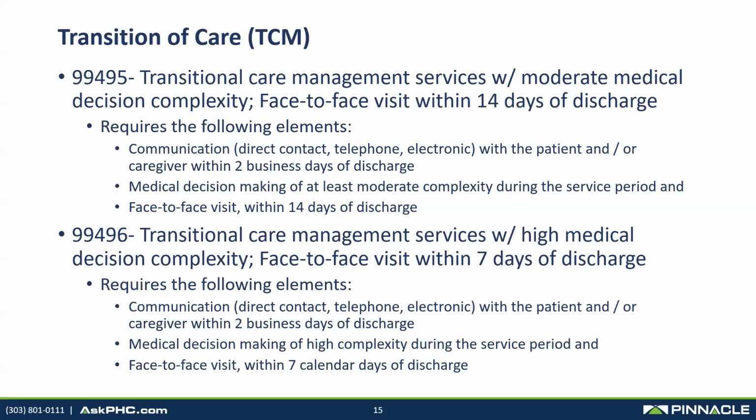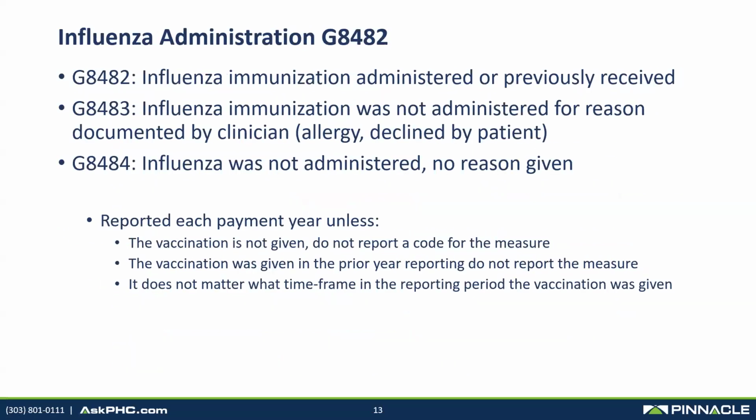Okay, so that is a good question. All right, so let's take a look. It would be the G8482, the influenza immunization administered or previously received. Okay, but it's in a different reporting year. That is correct. So that patient is not actually going to be ready for that immunization until January of the following reporting year. Because they get one once a year, right? It's a once a year influenza administration.